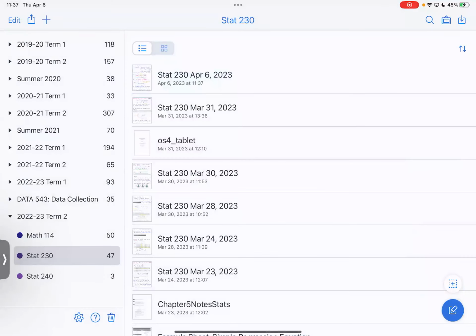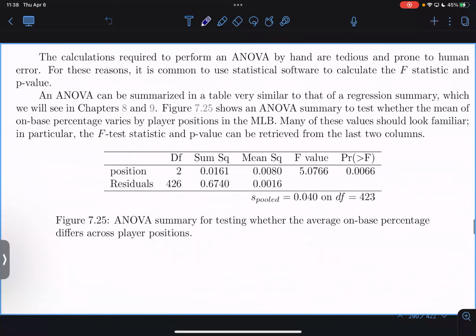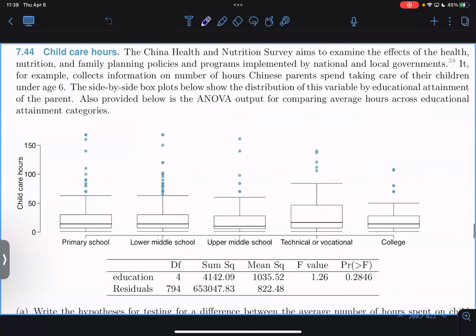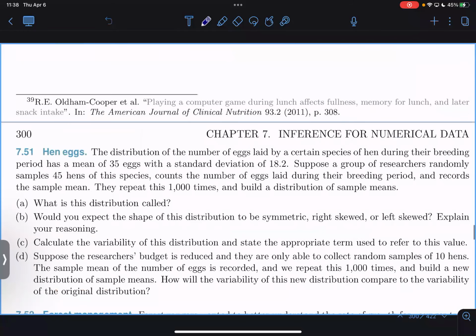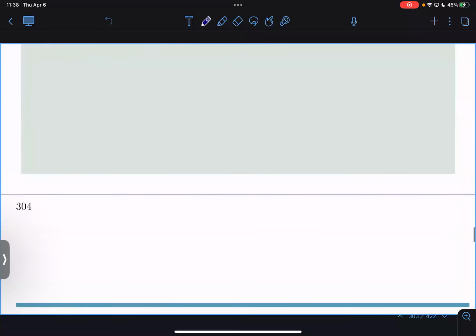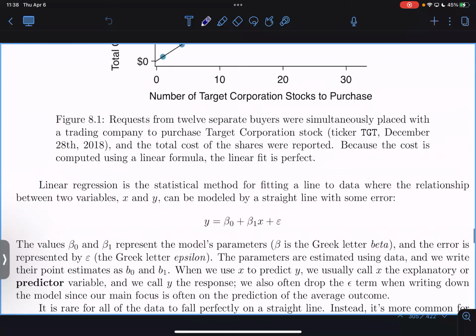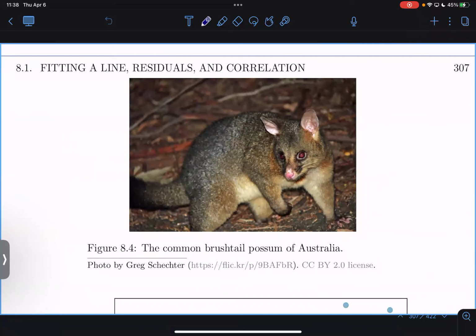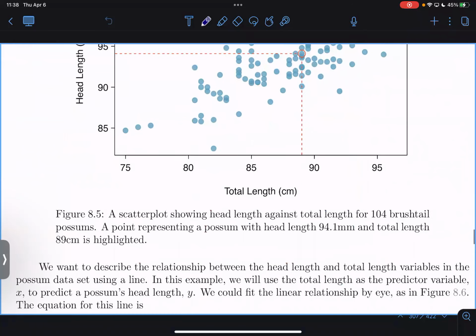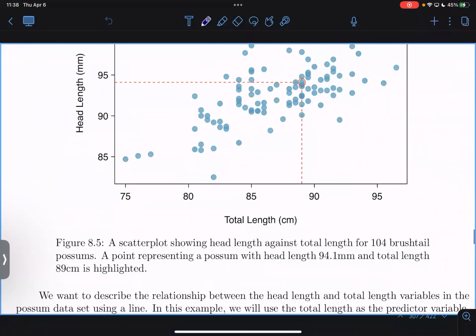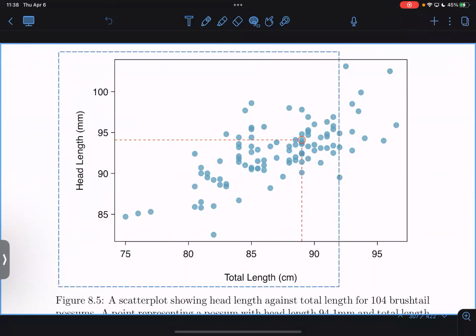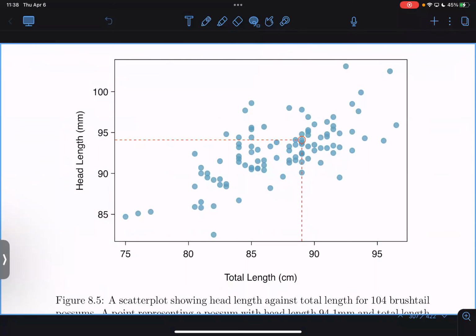I am going to use that possum data. Wait, where is it? Oh man, okay. And in this scenario, there he is, the brush-tailed possum of Australia. All right, so what we're gonna do is just remind ourselves of this relationship. I'm gonna bring that in.